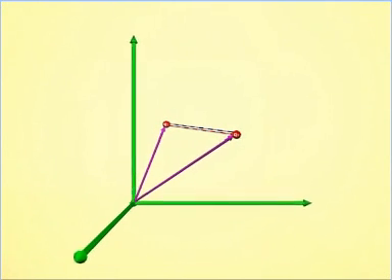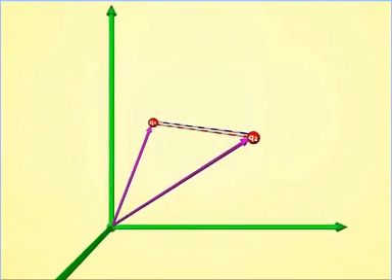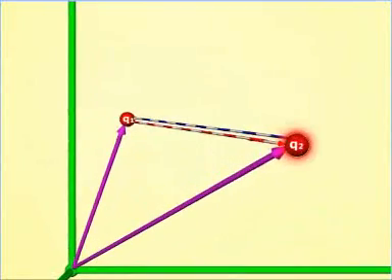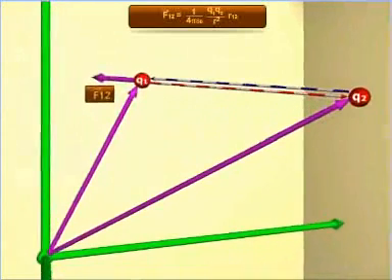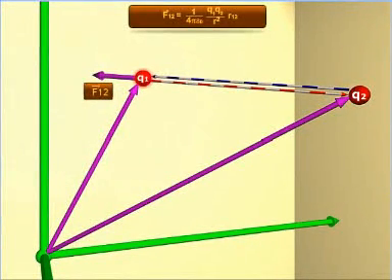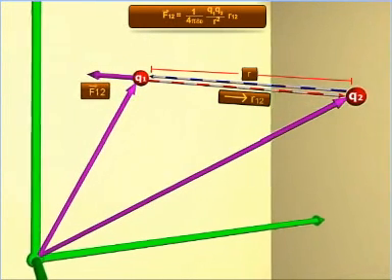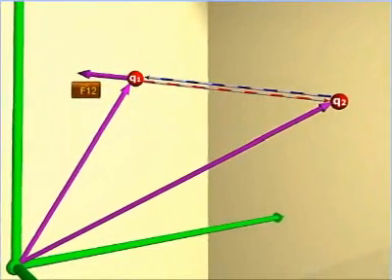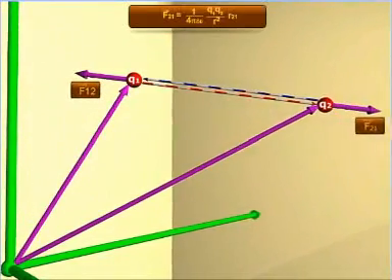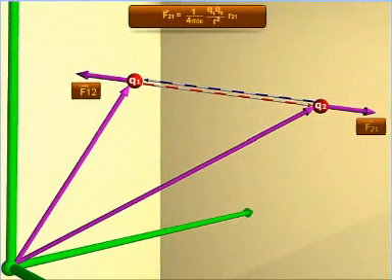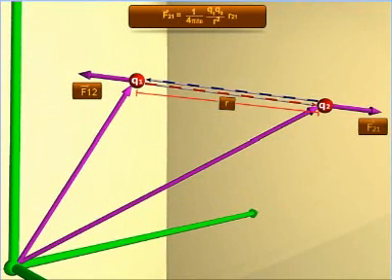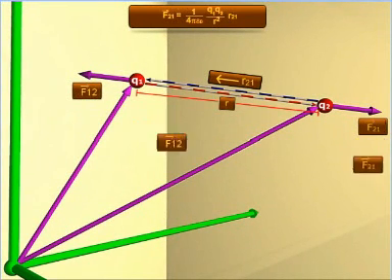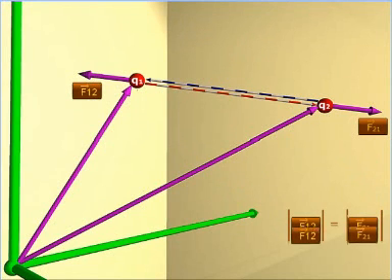On analyzing Coulomb's law, the force on charge Q1 due to Q2 is given by F12 equals 1 upon 4 pi epsilon 0 Q1 Q2 upon R square R12. Similarly, the force on Q2 due to Q1 is given by F21 equals 1 upon 4 pi epsilon 0 Q1 Q2 upon R square R21. The two forces are equal in magnitude but opposite in direction.